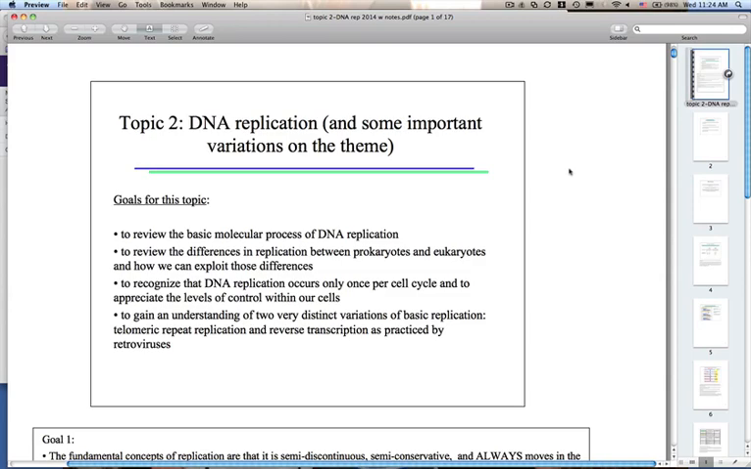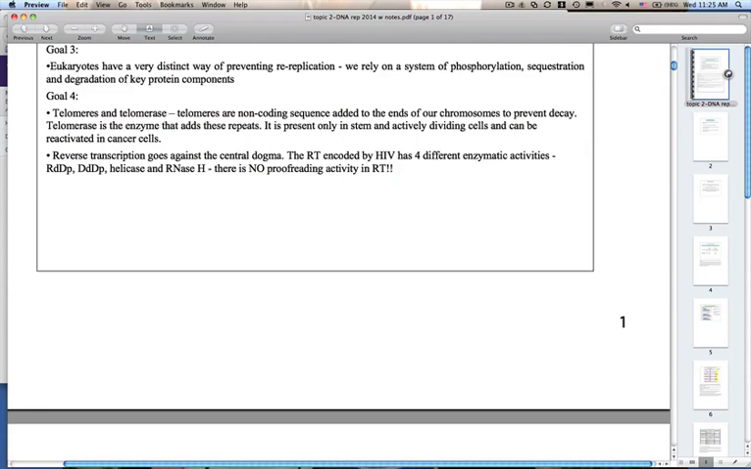And to understand two very different things that we can do and that we do that are different than normal, regular, run-of-the-mill replication: telomerase extension, telomeric repeat extension, and reverse transcription that we were talking about with retroviruses that we're going to utilize and exploit. Next time we'll talk about making cDNAs in the lab. Okay, so overview, re-replication, telomeres, reverse transcription.